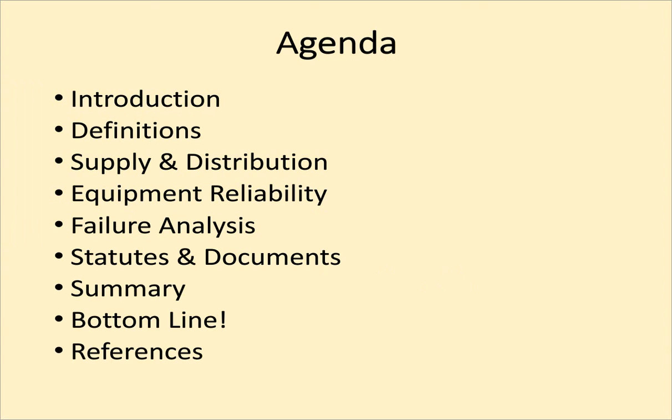So we'll go through a brief introduction. I'll go through some important definitions that are needed for this presentation, and they're tailored to that. I'll talk about a manufacturer's supply and distribution processes, the definition of equipment reliability, how to conduct failure analysis when an equipment failure occurs, some important statutes and documents, and then we'll summarize.